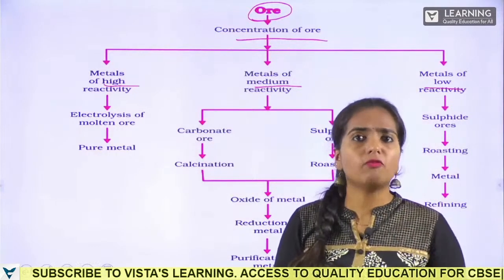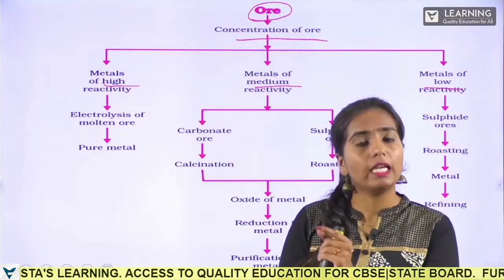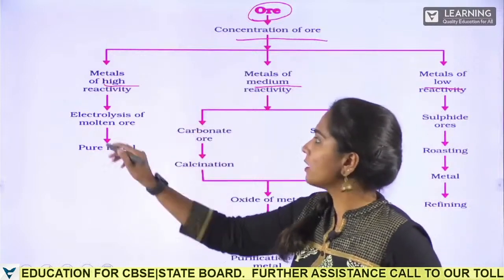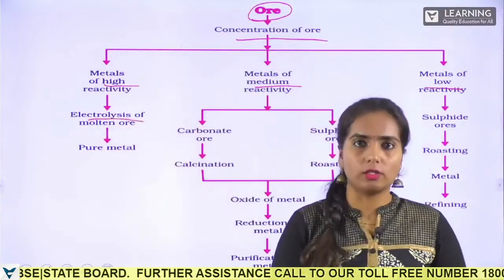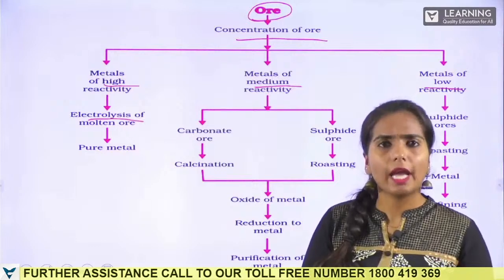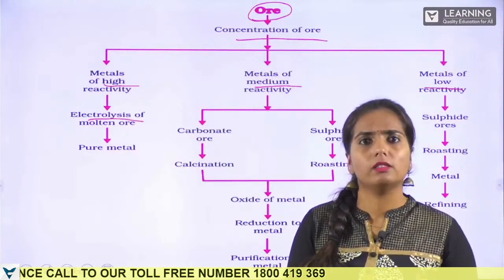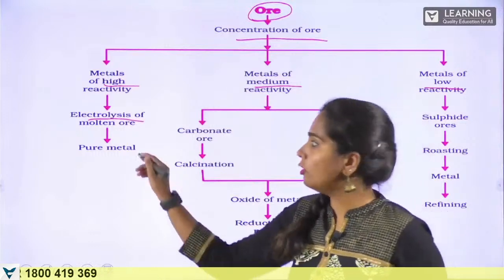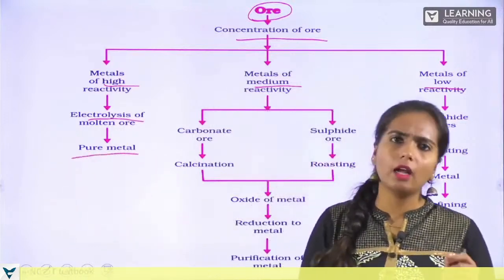Now, each reactivity group follows its own kind of process. As you can see here, high reactivity follows the electrolysis process. So the highly reactive metals, whatever we are taking, will follow the electrolysis process. Followed by that, we will directly get our pure metal.